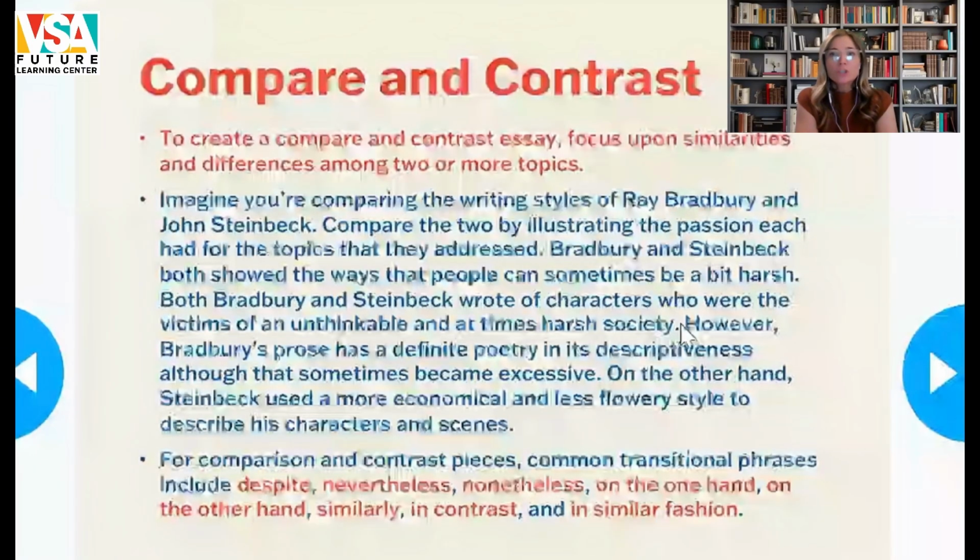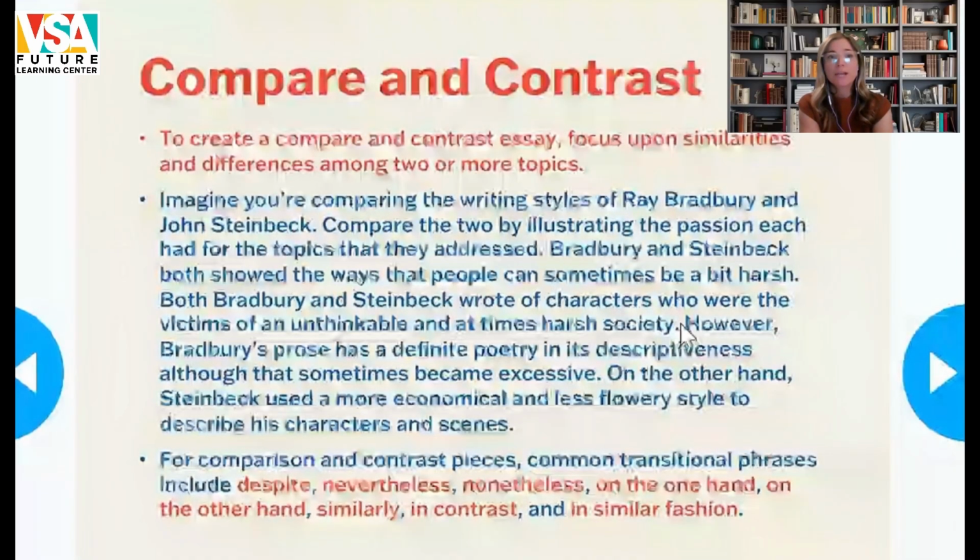All right, my friends, good examples of those cause and effects. Next up is the old tried and true, the compare and contrast. This one you have been doing time and time again, I'm sure. So to create a compare and contrast essay, you have to focus on similarities and differences.